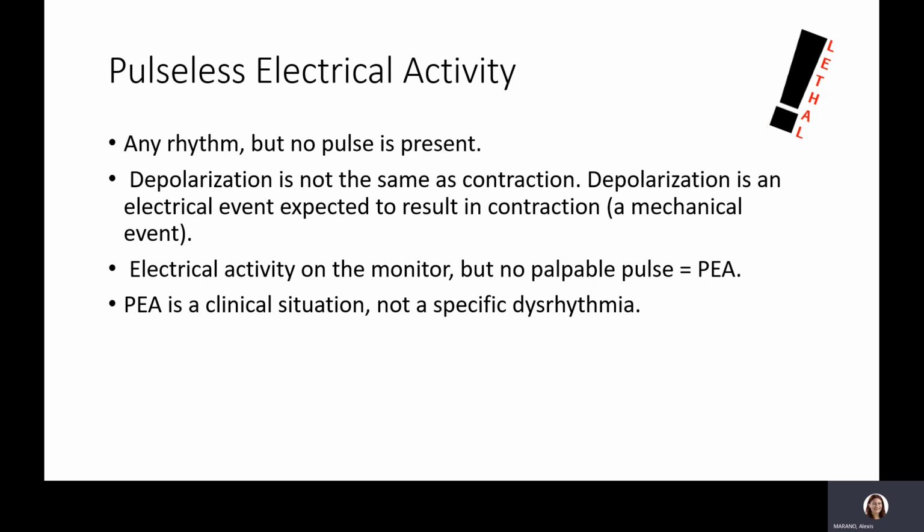The last lethal rhythm would be pulseless electrical activity, and we don't really test on this one. You could be tested on it if you take ACLS later on. It could be any rhythm, but then there's no pulse present. Just know that depolarization is not the same thing as contraction. It's an electrical event that is expected to result in contraction, or a mechanical event, but doesn't always do it. So we call any electrical activity on the monitor but with no pulse pulseless electrical activity, or PEA. It is a clinical situation, not a specific dysrhythmia. Again, it could be a block, it could be sinus rhythm, it could be anything. We don't really know, however it shows up.